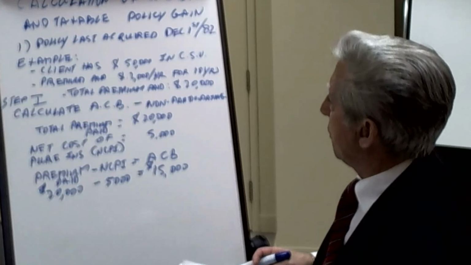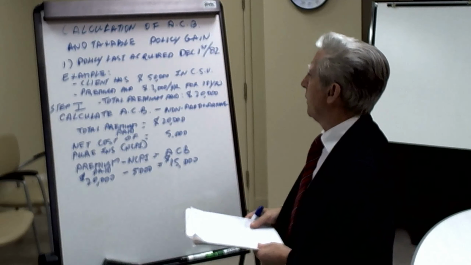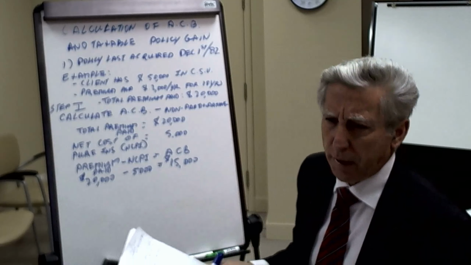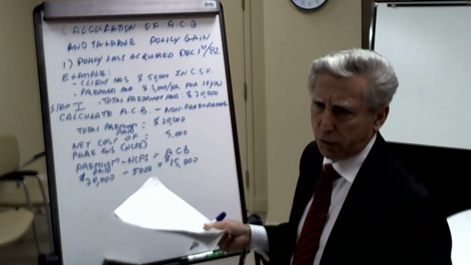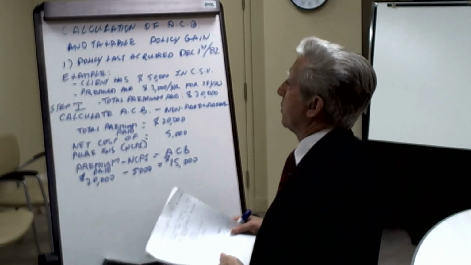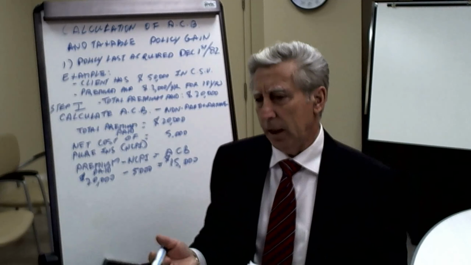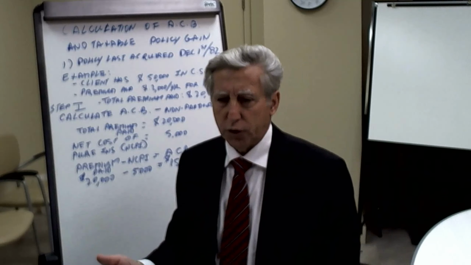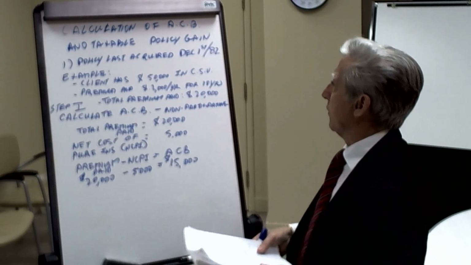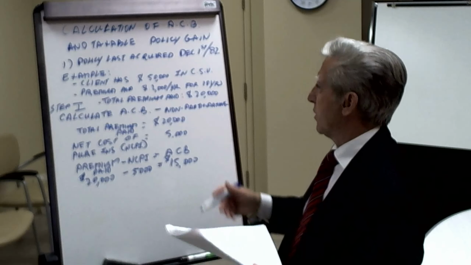So today I want to introduce you now to the calculation of the adjusted cost base and the taxable portion of the policy gain. And remember, all of this applies, of course, basically to insurance policies and everything else. So in this particular case, what we want to do is take a look at if we actually have a gain in our cash value, essentially how much of that will be taxable. So that's why we refer to this as the calculation of the adjusted cost base and then the taxable policy gain.